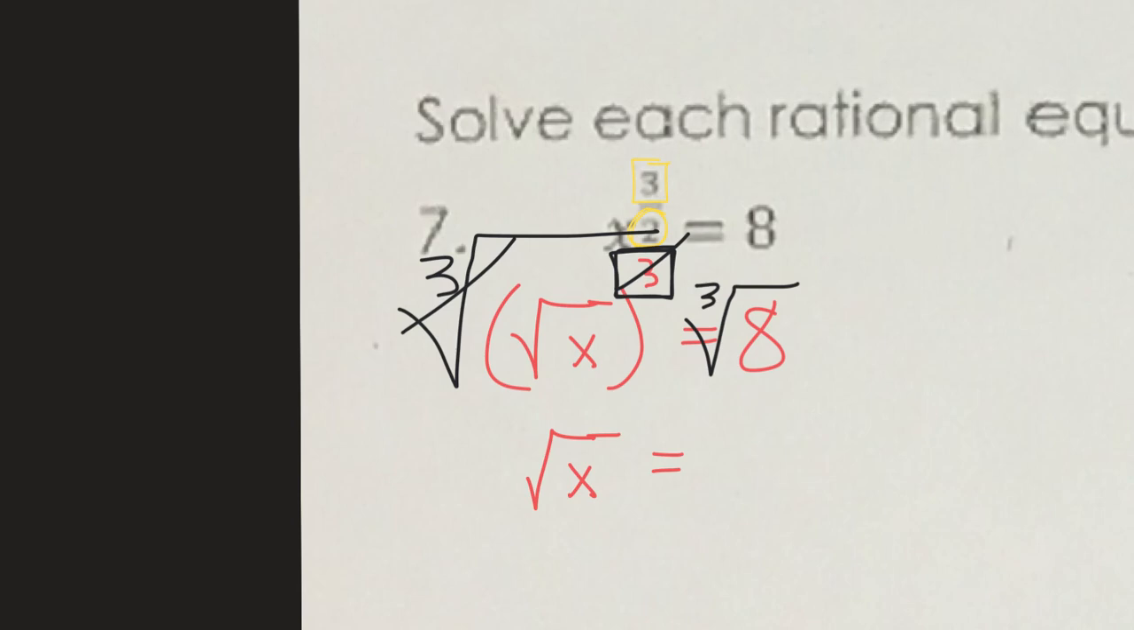And what number multiplies by itself 3 times to give you 8? And that number is 2. 2 times 2 times 2. Right, that's 2 cubed.